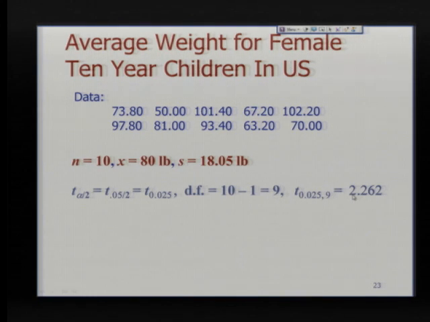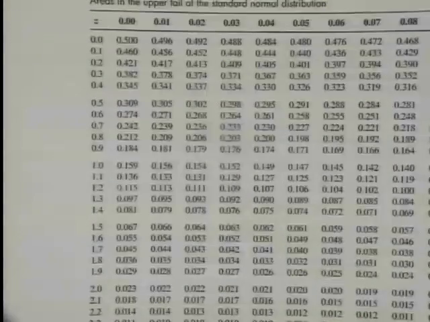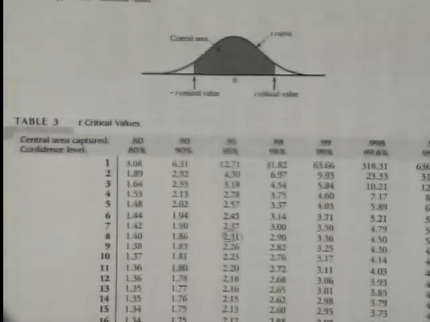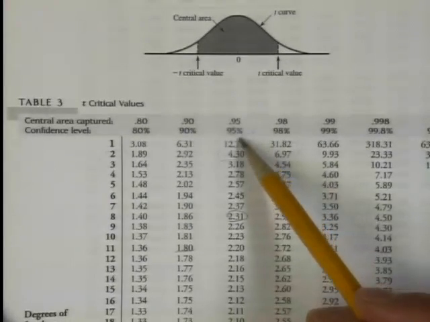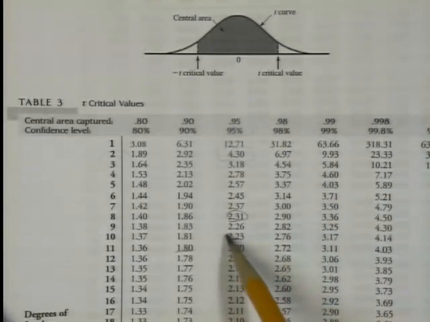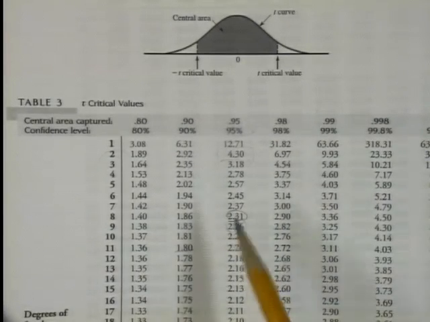I look up a table, the t-score is 2.262, right? If you use Pagano's book, 95% with degrees of freedom 9, Pagano's book gives you 2.26. Right? Some books give you one more decimal place, and some give you less.